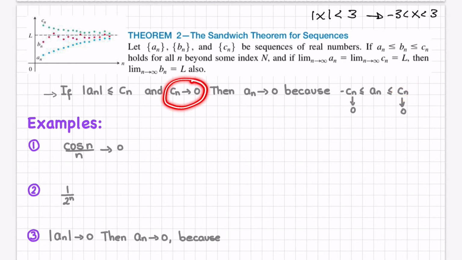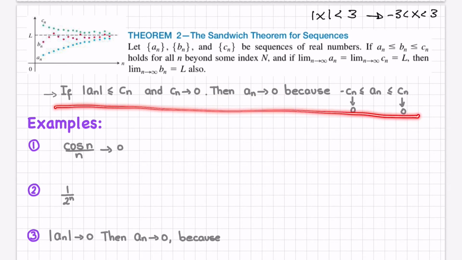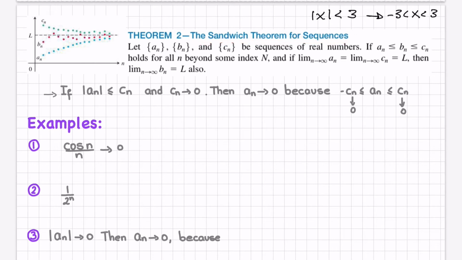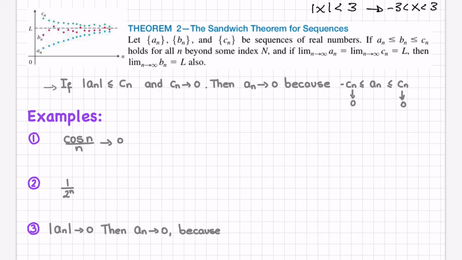But if c_n approaches 0, that means that a_n gets squeezed between -c_n, which is approaching 0, because if c_n approaches 0, -c_n approaches -0, which is 0, right? So this approaches 0, this approaches 0, then the middle one has to approach 0. So if the absolute value of the sequence is less than c_n and c_n approaches 0, then a_n approaches 0. We're going to use that later on. It's a very neat result that we get straight from the sandwich theorem for sequences.